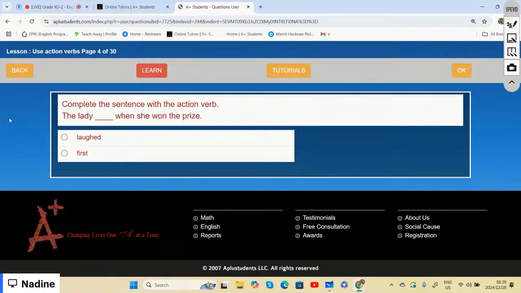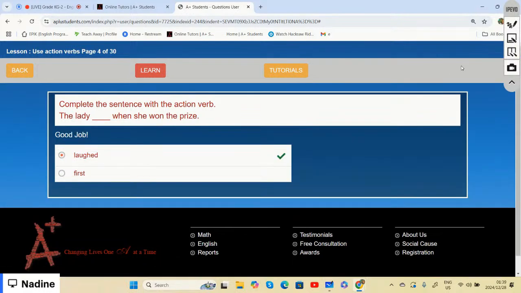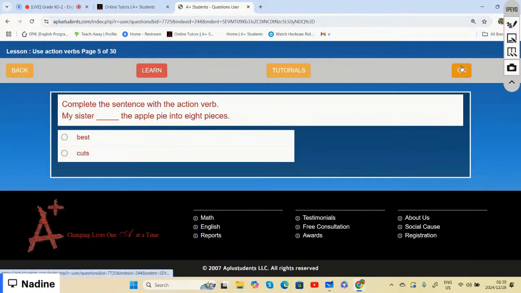All right, and if we were to choose the correct option, then yes, we'll say the lady laughed when she won the prize. Well done. Laughed is correct. All right, let's look at the next one. It says, my sister, do we say my sister best the apple pie into eight pieces? Or do we say my sister cuts the apple pie into eight pieces? Which one is correct?